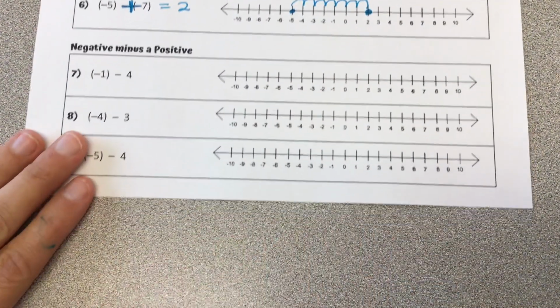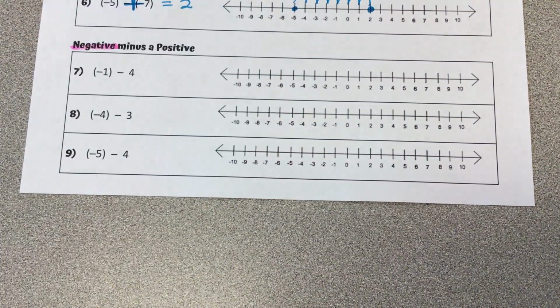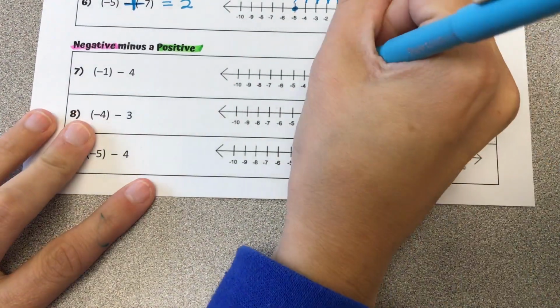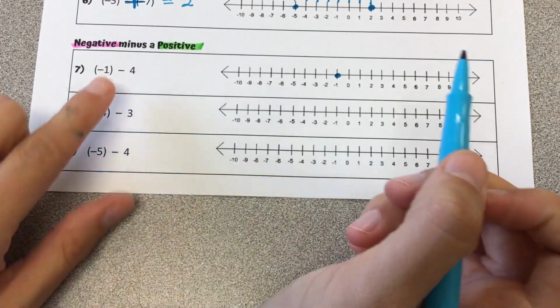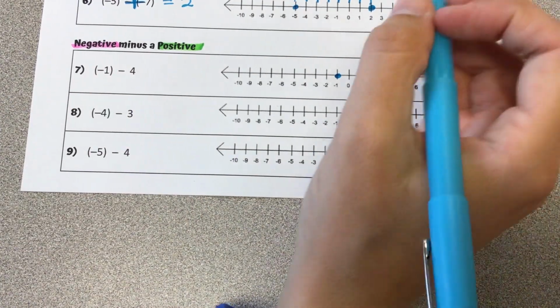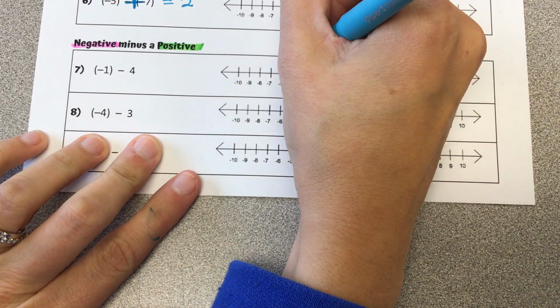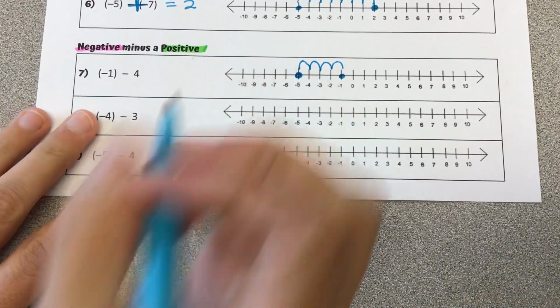One more type that we're going to look at, negative minus a positive. So we're starting at -1. We're subtracting a positive. When we subtract a positive, we go to the left. 1, 2, 3, 4. That puts us at -5. We're taking more away. Our numbers are getting smaller.